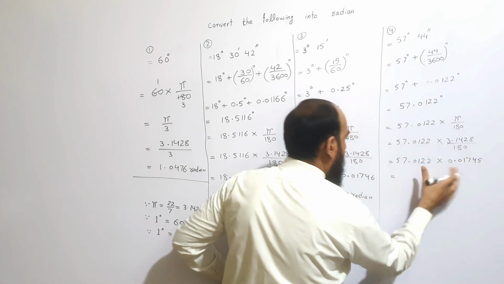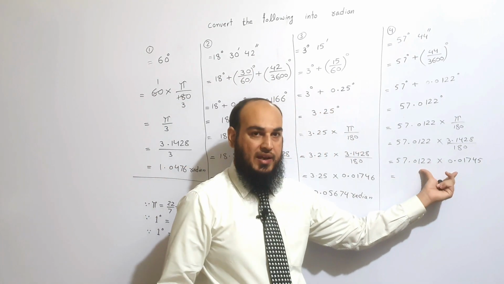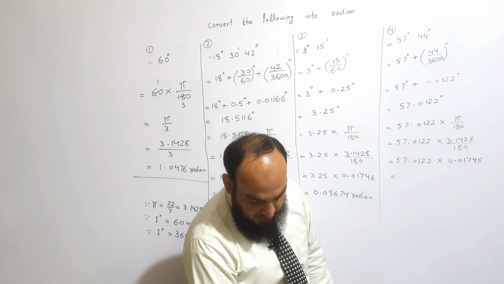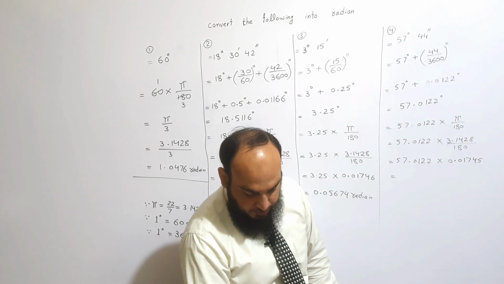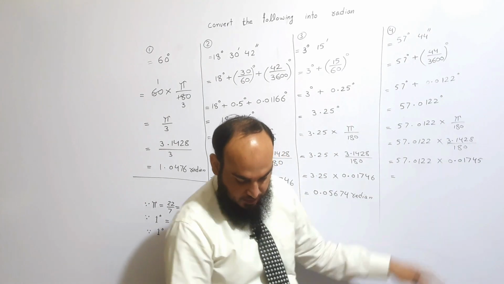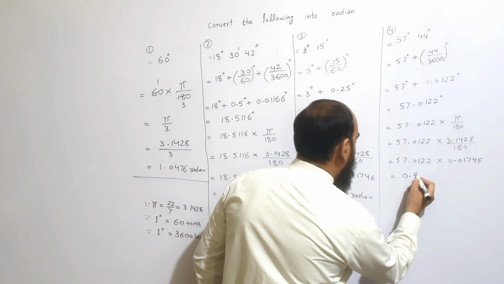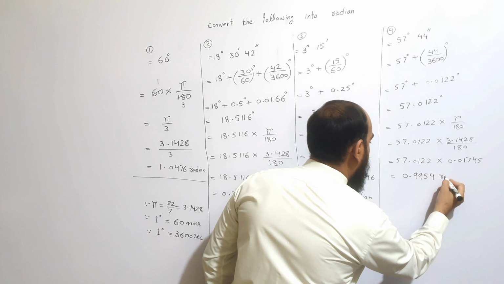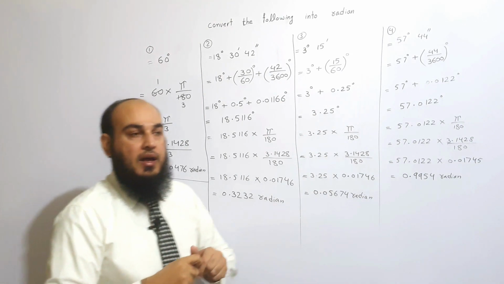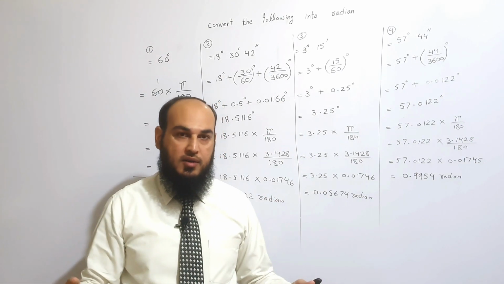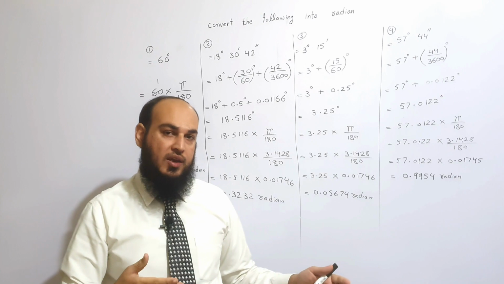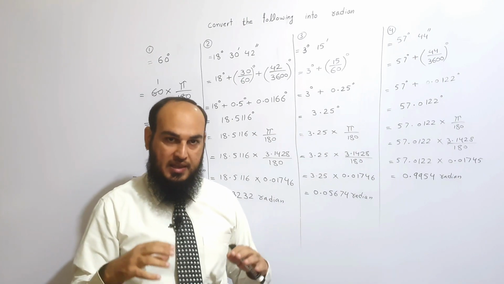0.01746. Now finally you have to multiply these two values, then you will get your final answer in the form of radian. If you multiply 57.0122 by 0.01746, then you will get 0.9954 radian. Okay, now it is finally converted into radian. I want to repeat it again. If you want to convert degree into radian, you have to multiply it with pi over 180, then you will get the answer in the form of radian.